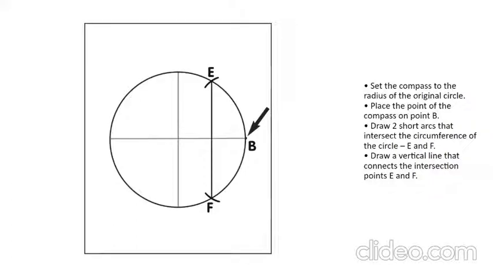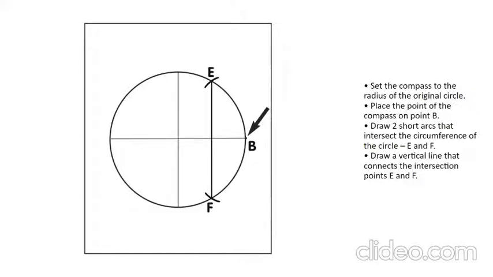So what you're going to do is put your pencil with the sharp point in the center of the circle, and then open it up so that it falls right on top of where you drew the circle originally, so that the opening is the exact same size as what it was when you drew your first circle.